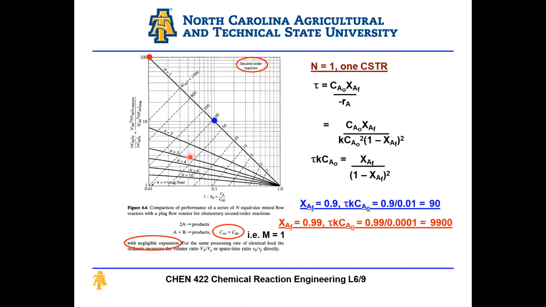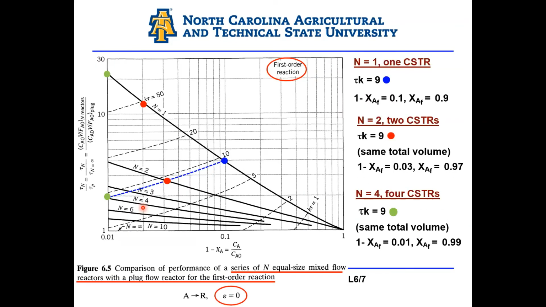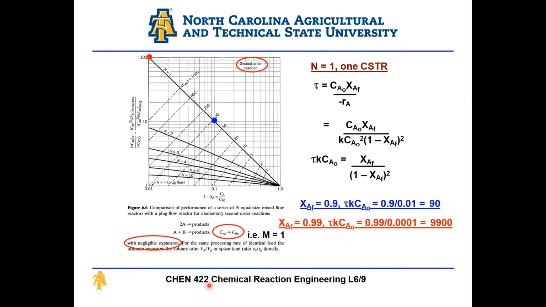So now let's move on to the second order reaction, and let's have a look at the same type of charts, but for a second order reaction. Just remember that this chart was for a first order. Let's see if the same thing holds for a second order reaction. So this is figure 6.6 from Levenspiel, and it says comparison of performance of a series of n equal size mixed flow reactors and the plug flow reactor for elementary second order reactions.